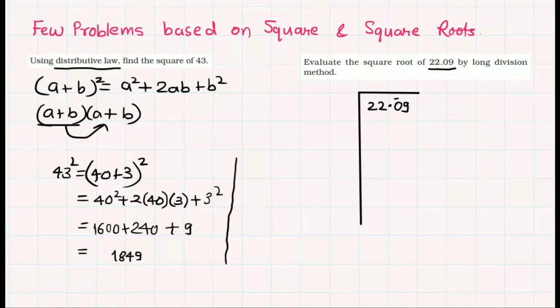Let's see. We have grouped these two together. So what is the nearest square? 25, but it's greater than this. So what is the consecutive square smaller than 22? Correct. It's 16. So minus 16. And what's the square root of 16? 4. So it goes over here. 4 plus 4 is 8.